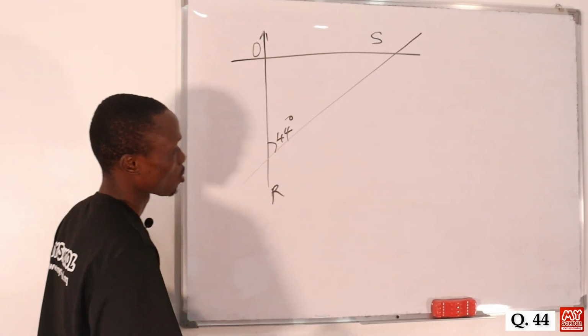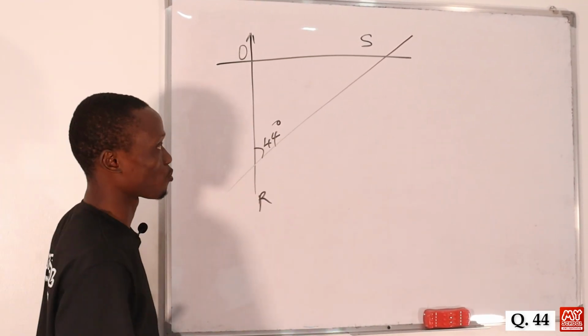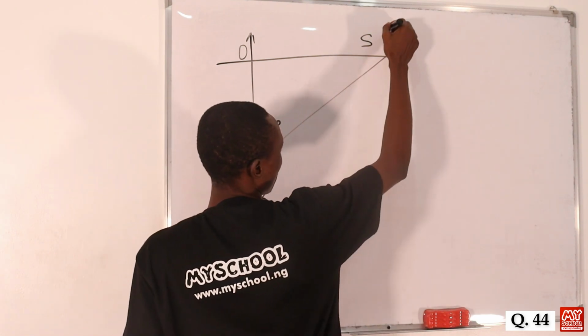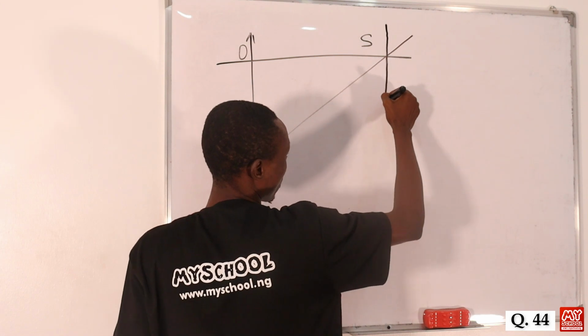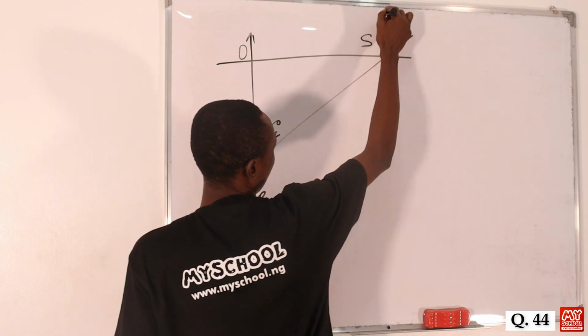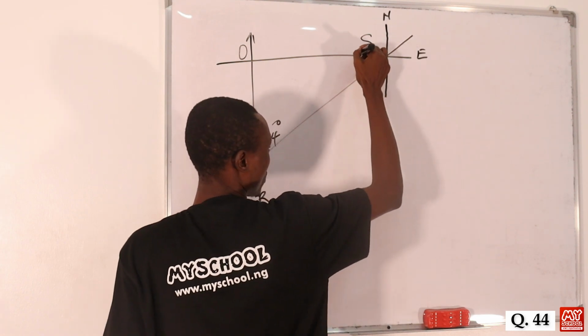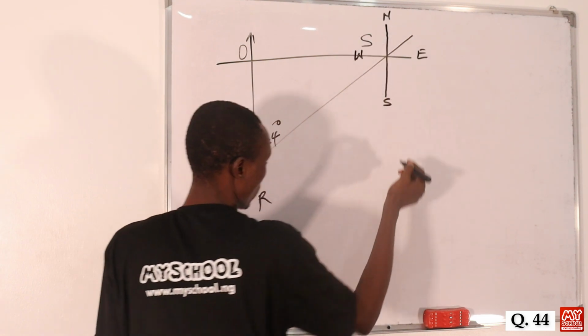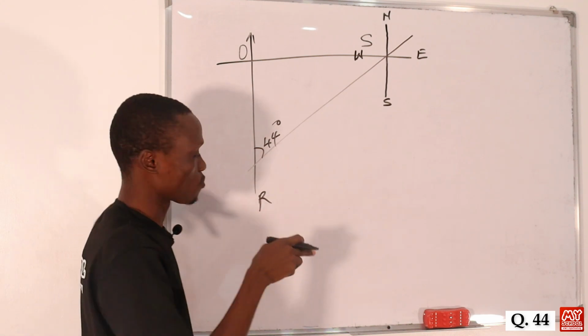Basically, what we can do to calculate the bearing of R from S is just for us to cross this place so that we can have the four cardinal points. Here is our north, here is our east, while this side represents our west, and this represents our south. So we are looking for the bearing of R from S.